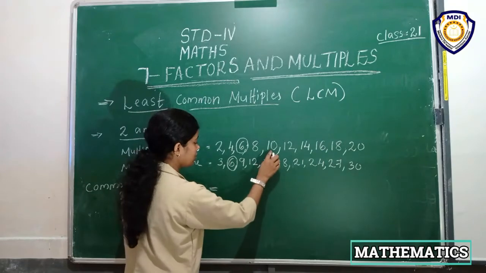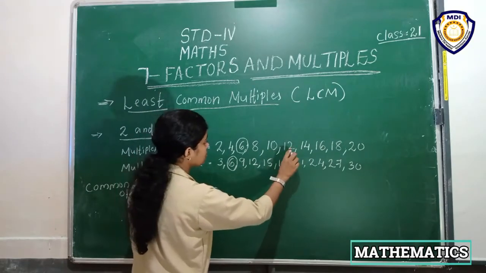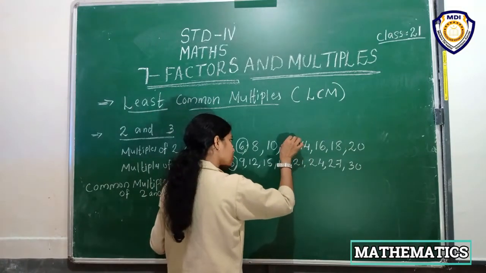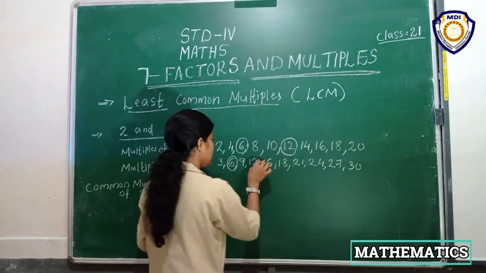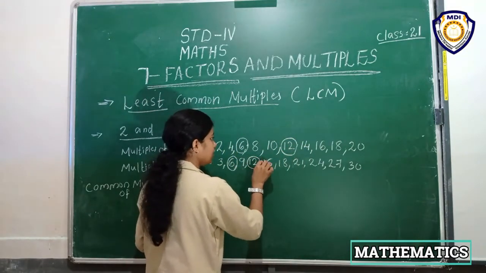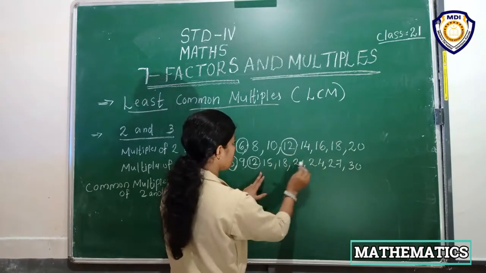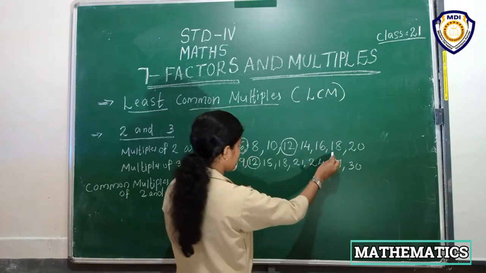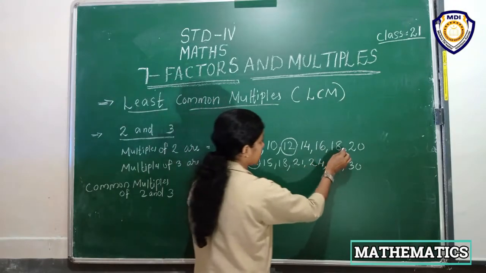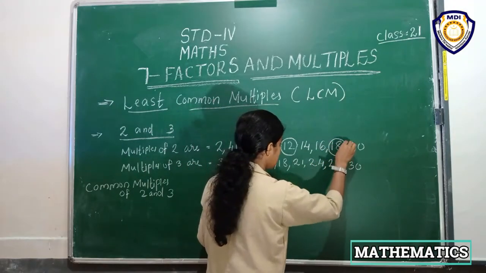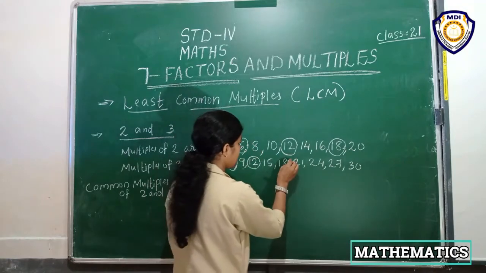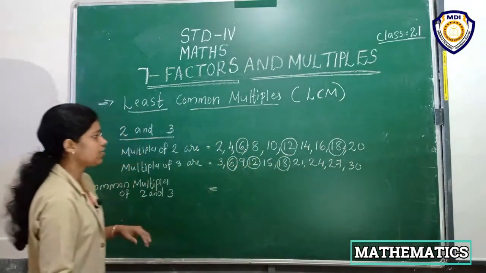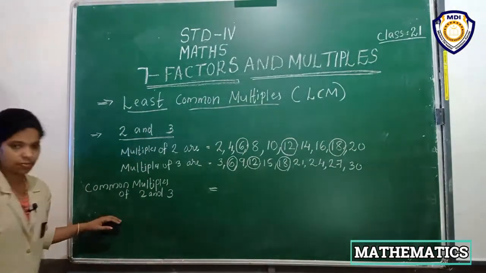Then here 6 and here 6. 8 is not. Then 10 is not here. 12. Okay, 12 is here. Round 12. Then 14 no, and 16 no. Then 18. Okay, 18 is here. Then round 18. Okay, there are no more numbers. Round these numbers.